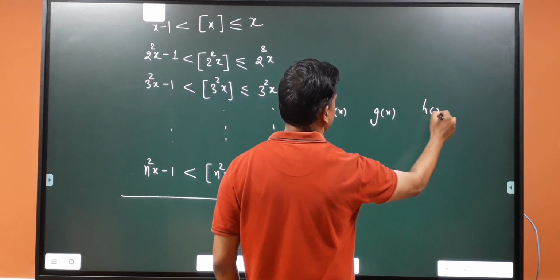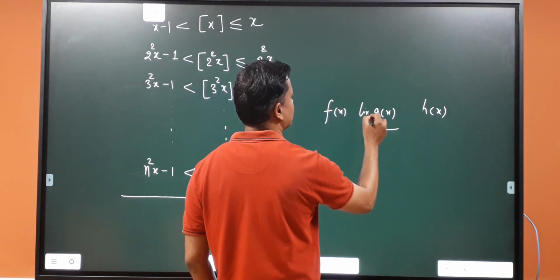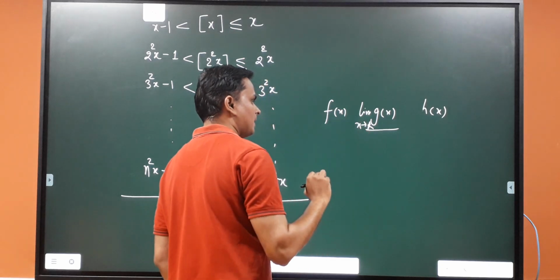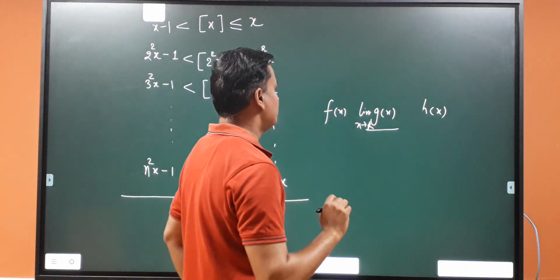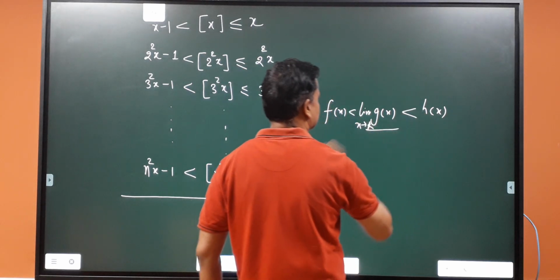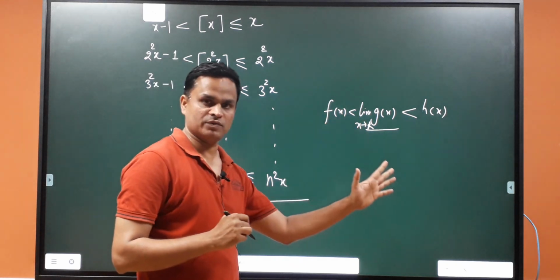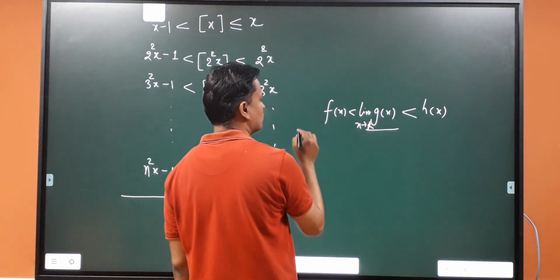If we are having a function g of x and we want to evaluate, for example, limit x tends to k of g of x, and we are unable to evaluate it due to some constraints, then if you are able to find functions such that g of x is greater than f of x and smaller than h of x. It may be smaller than or equal to also, or greater than or equal to, no matter.